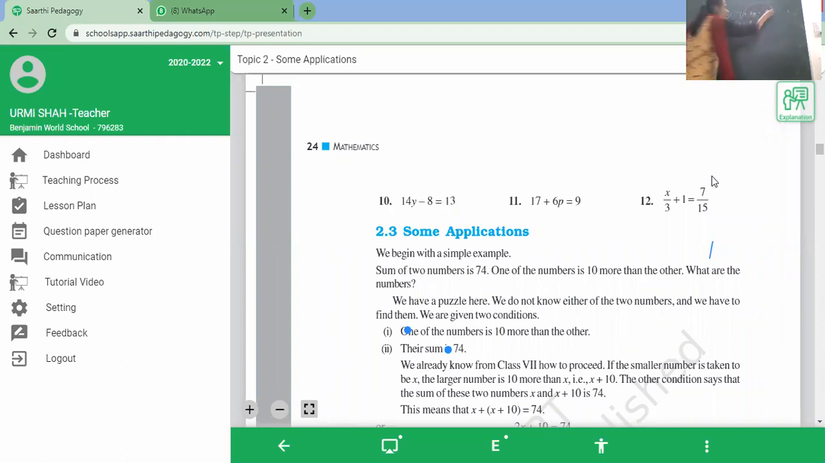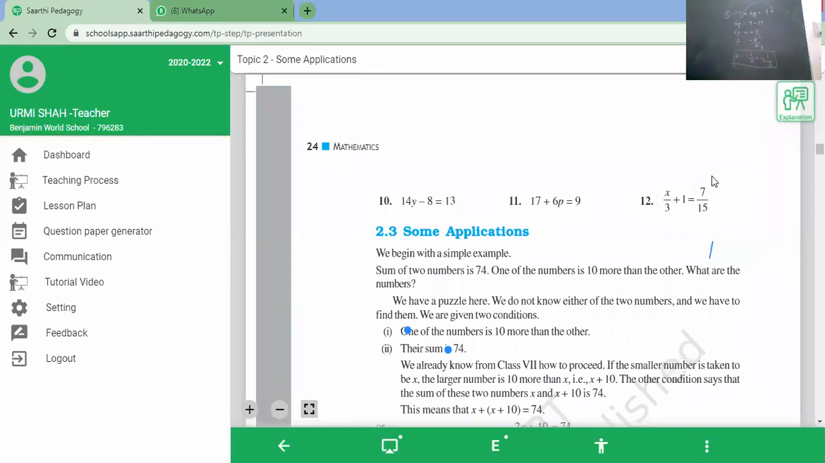This 17 will go to the other side and become minus. So 6p is equal to 9 minus 17. 9 minus 17 is minus 8, because the bigger number has the minus. So p is equal to minus 8 upon 6. Both will come in the 2 table: minus 4 by 3. Yes, ma'am. The answer would be p is equal to minus 4 upon 3, or you can write minus 1 1 by 3.